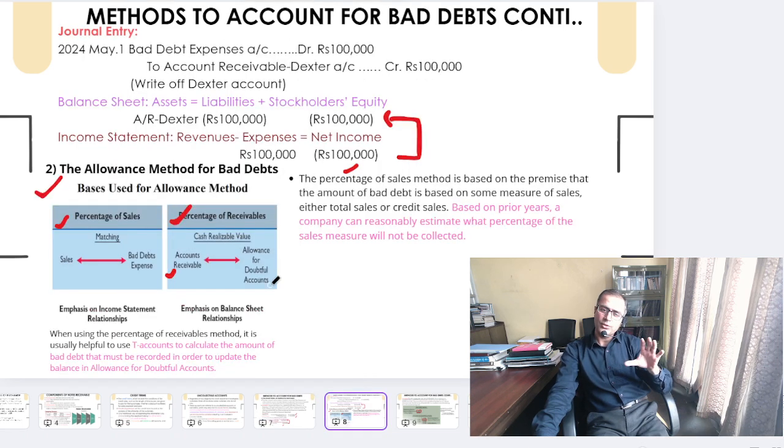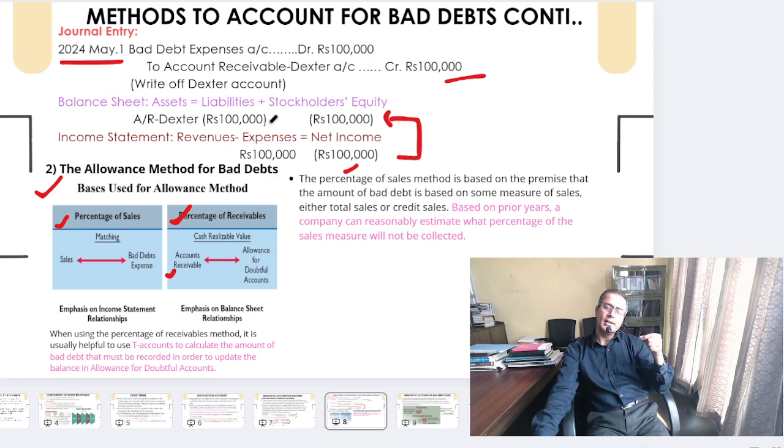Now this is just for 2 months of credit sales, and despite waiting for 4 months, the seller is unable to collect the dues, so they write off that account. This is simply the case of bad debt written off. So on this date, that is May 1st, bad debt expenses account debit to account receivable, the amount 1 lakh. Now you can say bad debt expenses, or you can say uncollectible account expenses, right? And you could mention the narration as well: write off Dexter account.